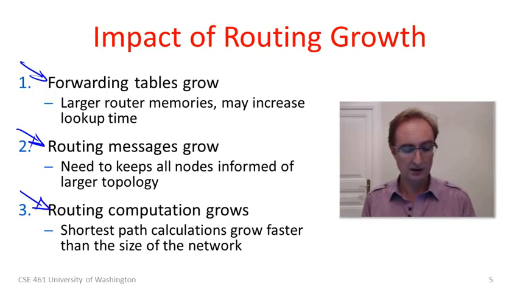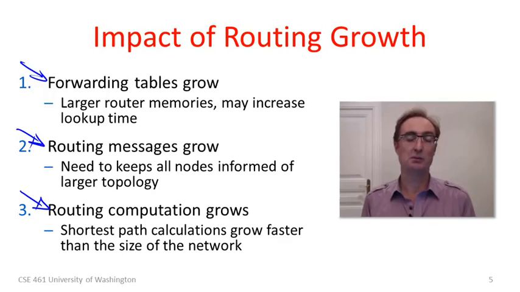And finally, the routing computation itself grows. If every node gets to learn enough about a topology to be able to compute routes, the computation over this graph grows faster than the size of the network. It's superlinear in terms of the amount of work that needs to be done. So this is all bad. Routing growth is going to stress the network.